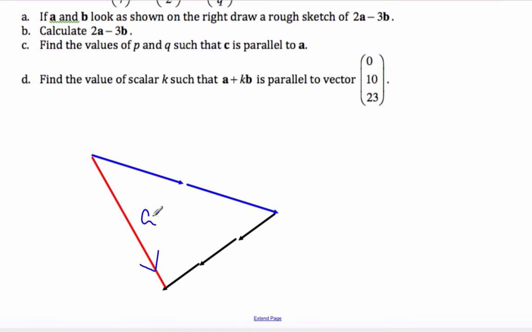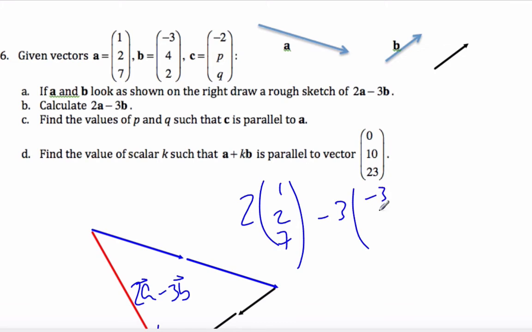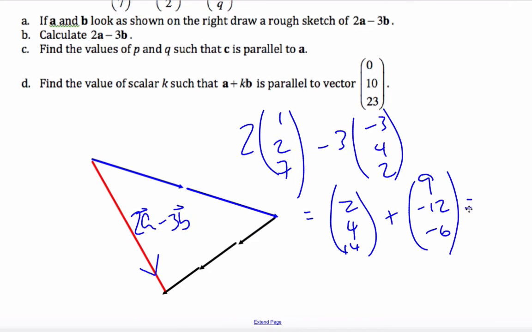That's 2A minus 3B. If I want to actually calculate it now, well, 2A is (2, 4, 14), minus 3B, (-3, 4, 2), is simply, I can go (2, 4, 14) plus (9, -12, -6). Do the computation, I get (11, -8, 8) is 2A minus 3B.